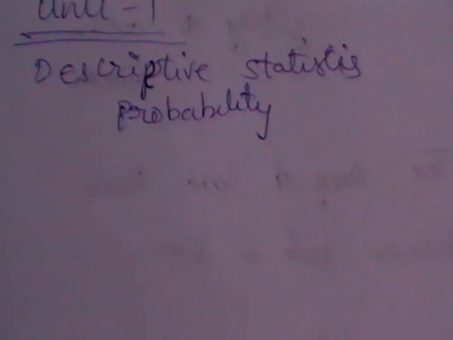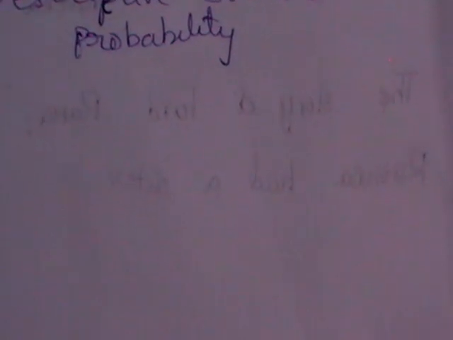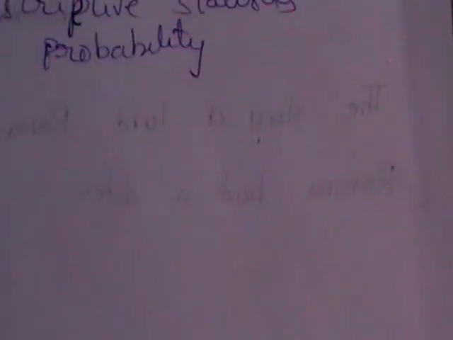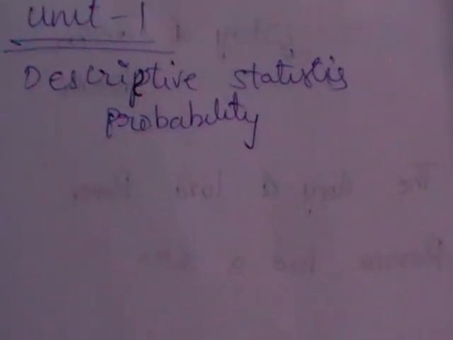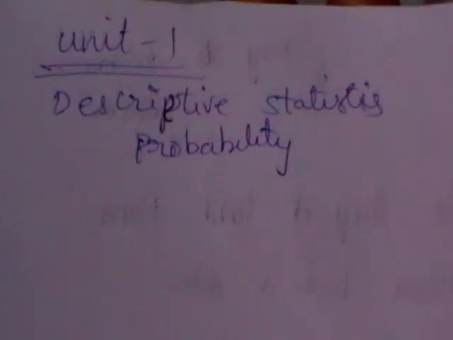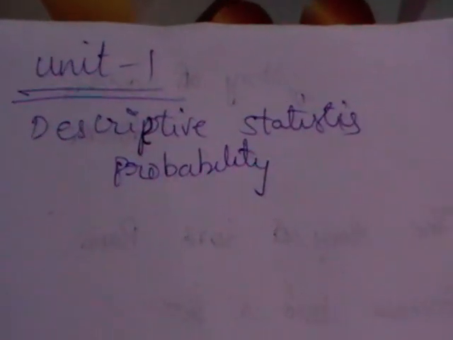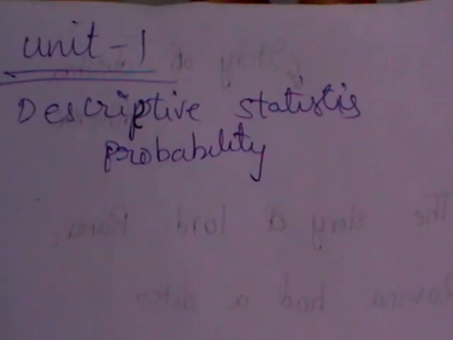Unit 1 consists of measures of central tendency, dispersion, skewness and kurtosis. Unit 2 consists of probability, certain theorems on probability. Unit 3 consists of random variables, types of random variables and problems on that. Unit 4 consists of mathematical expectation.